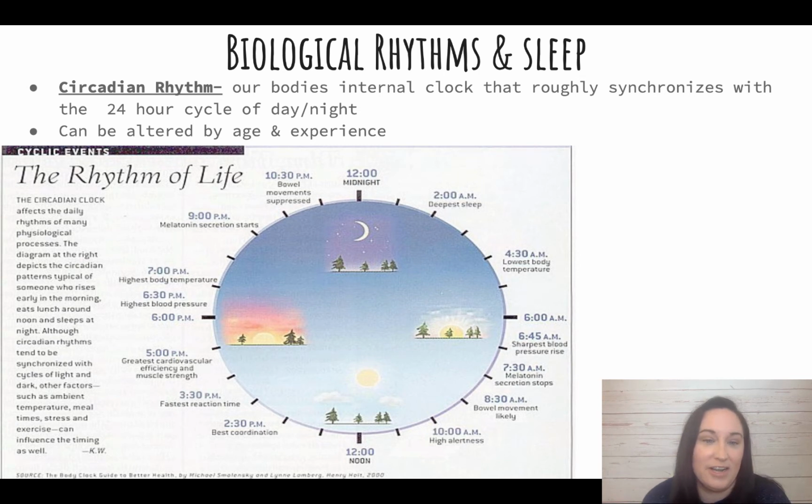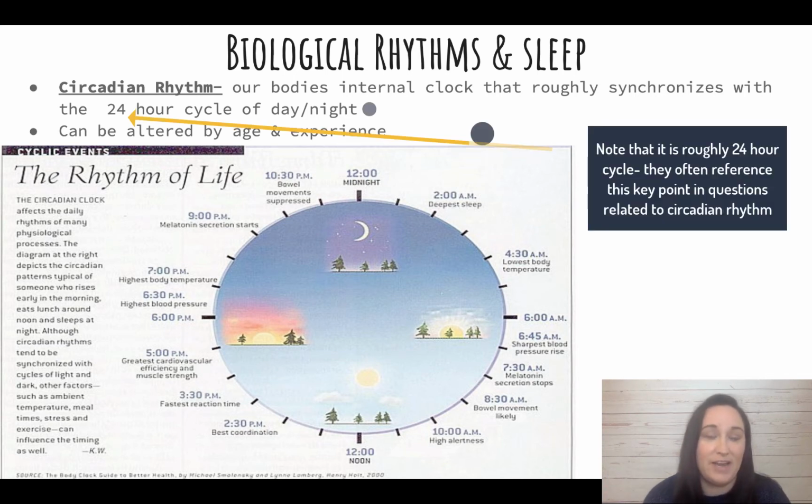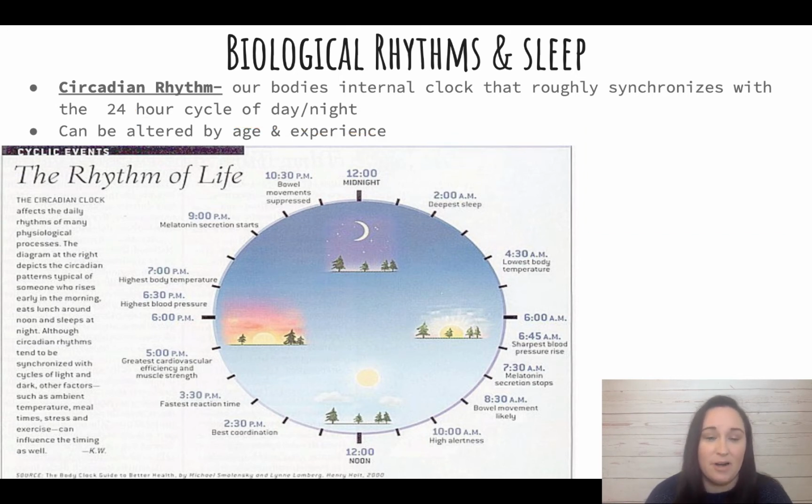So let's get started. The circadian rhythm is the key thing that regulates our awake and sleep cycle. This is an internal clock, and we'll talk more about this in a little bit, that basically synchronizes with the day and night, with sunlight and sunset. This is different depending on our age a little bit and a little bit of our experience, but our body releases hormones and alters because of this circadian rhythm.